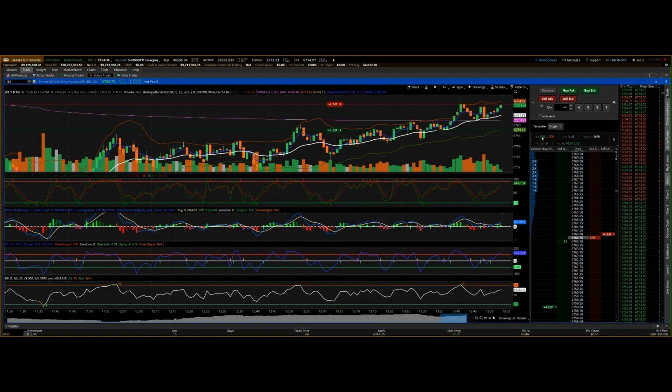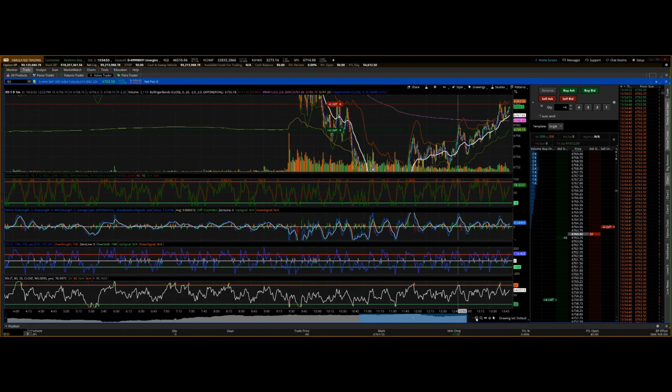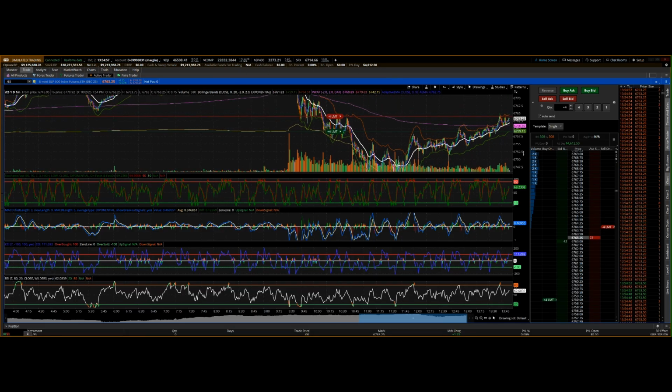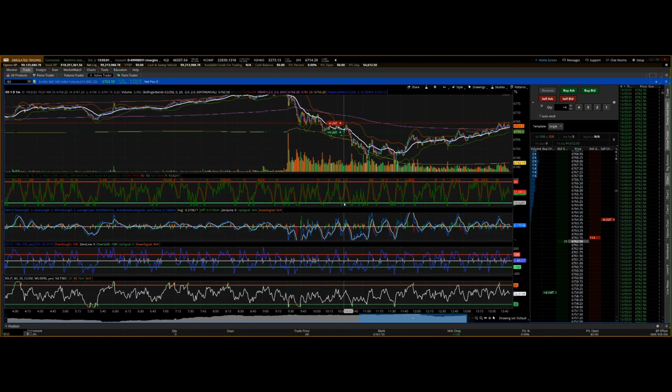Multiple trades today. Traded 308 contracts so far. Let me zoom out. I started around 7 o'clock to trade. Where is 7 o'clock? So around here I started around 7.